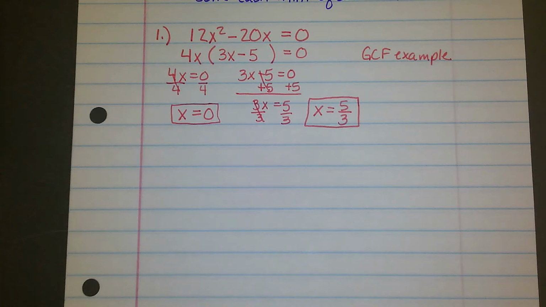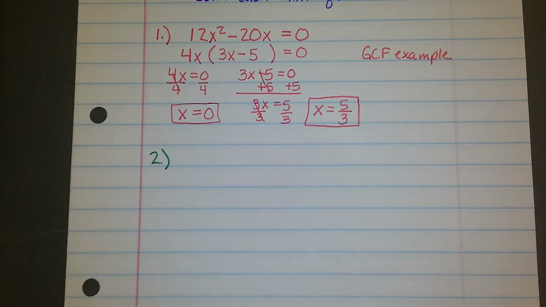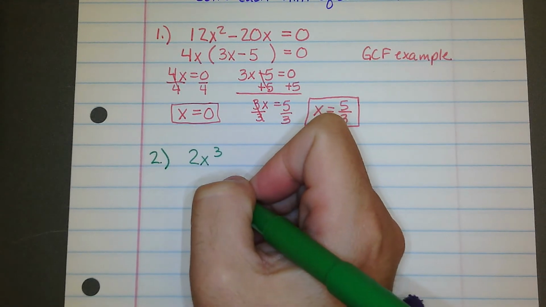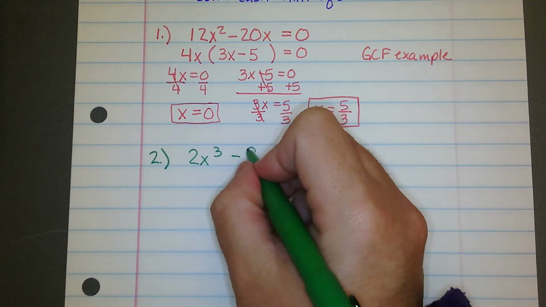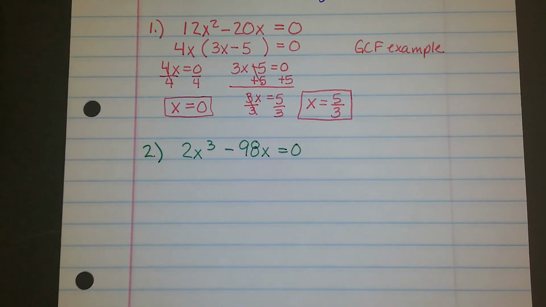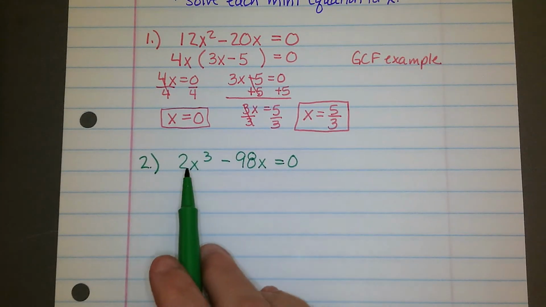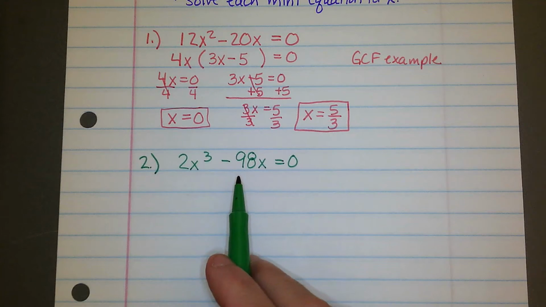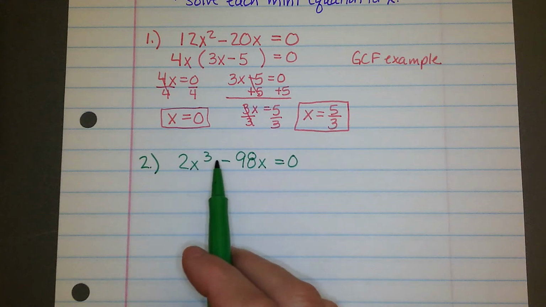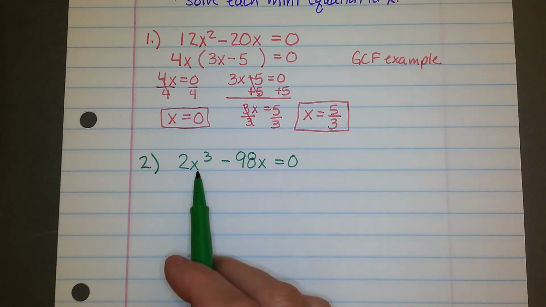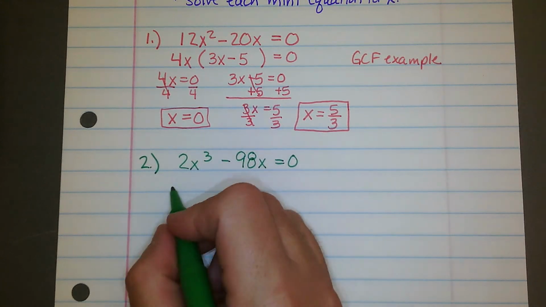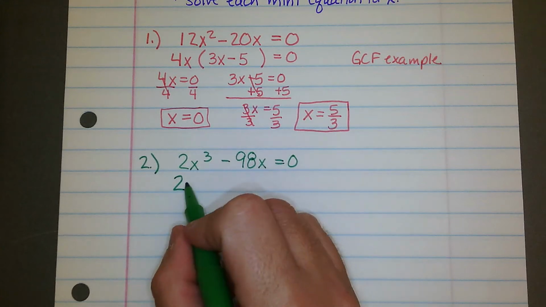Let's take a look at the second one. Second equation I have is 2x to the third, love those cubics, minus 98x equals 0. Okay, so this is another two-termed expression with an equal sign. And that means that we're either having a difference of two perfect squares or a GCF. I don't see any perfect squares here, so I'm going to GCF it. The highest number that goes into this is 2. And the lowest exponent is x.